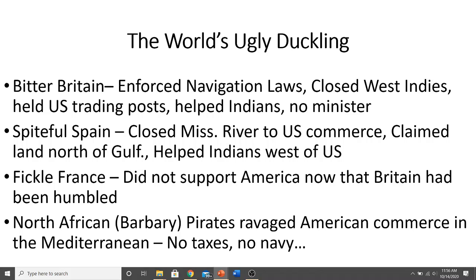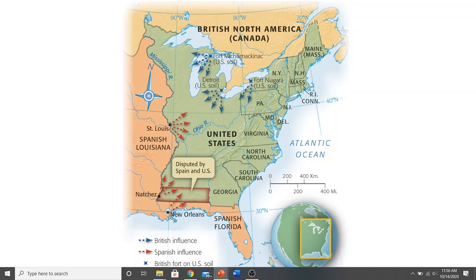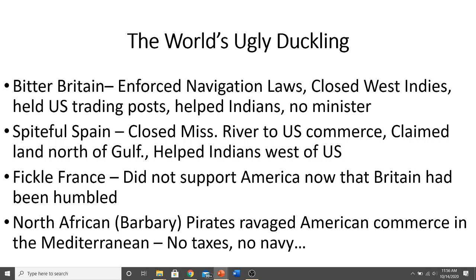They continue to enforce the navigation laws, even though we're not their colonies anymore. They close us off from the West Indies trade. They hold U.S. trading posts in the Northwest. You can see in the Michigan areas around the Great Lakes, those blue dots are forts where the British encouraged and supported Indian raids. They had promised to pull their soldiers out of there under the Treaty of Paris, but they refused to do so. They also refused to let us have a minister to them, or basically a diplomat, a foreign representative, which tells us that they had no intention of upholding their bargains to treat us nicely, and their hopes were that we would collapse and they would come back and take us over.